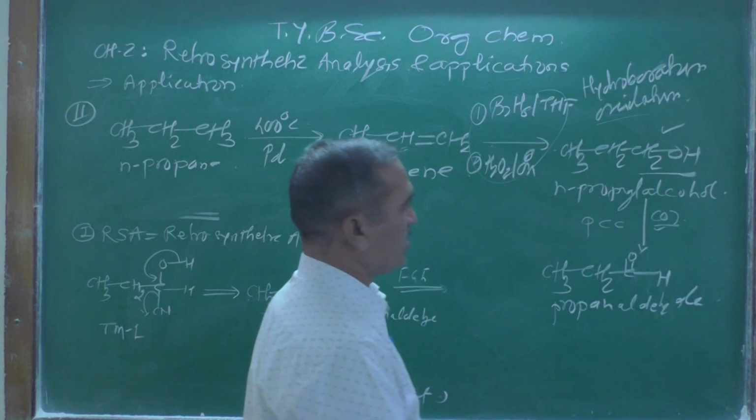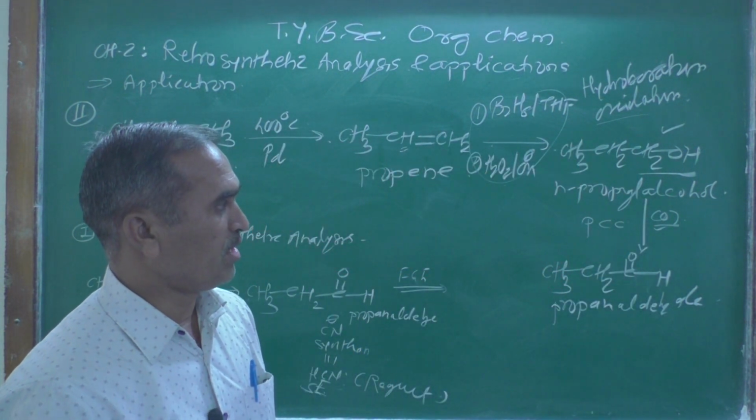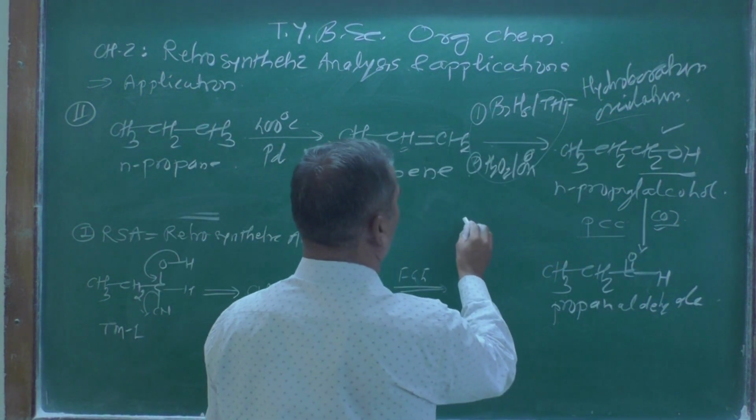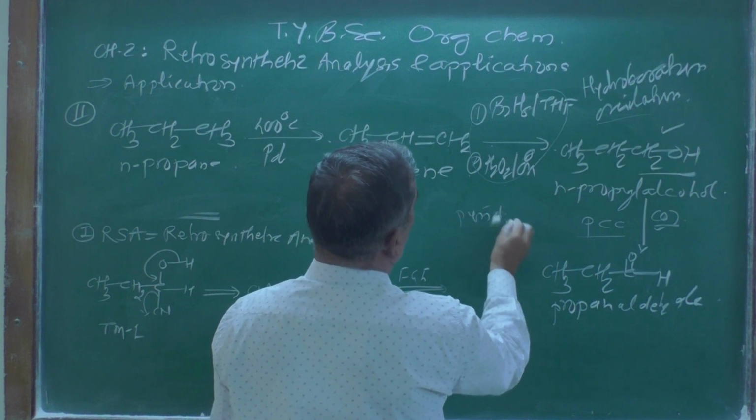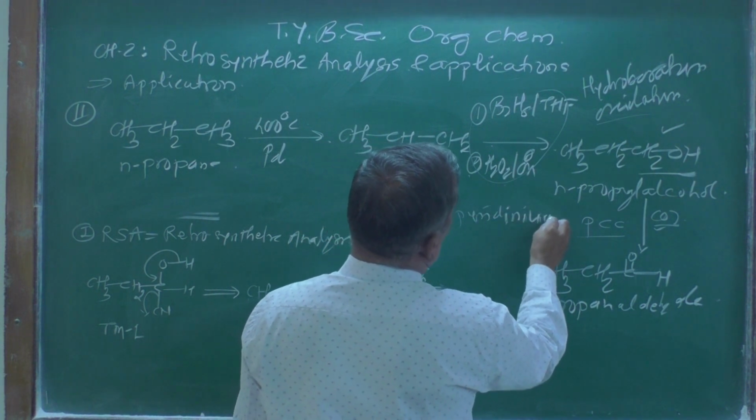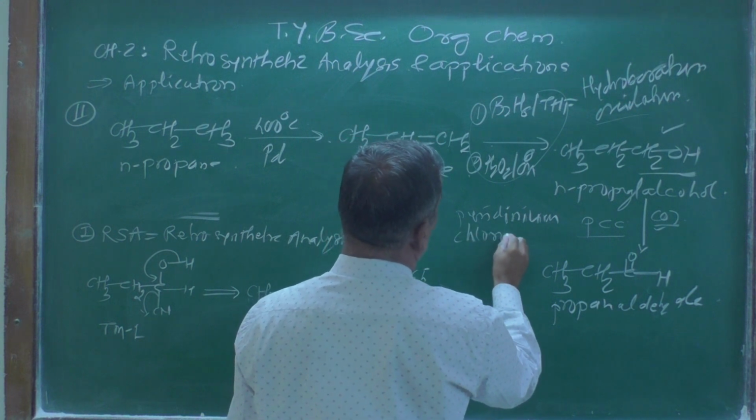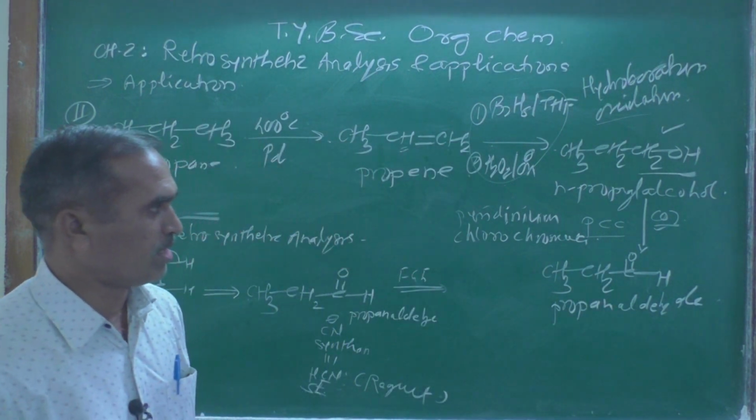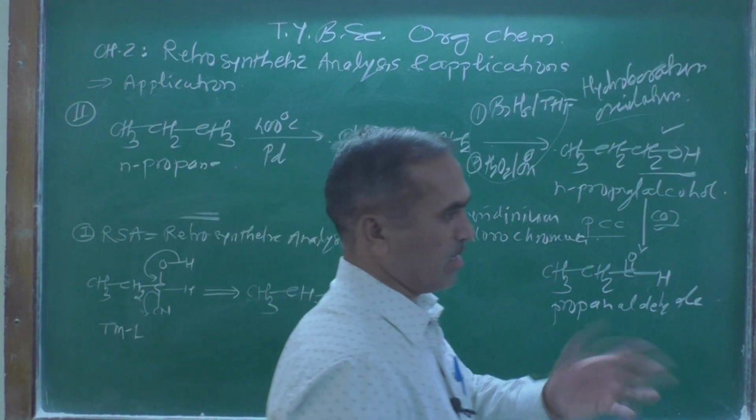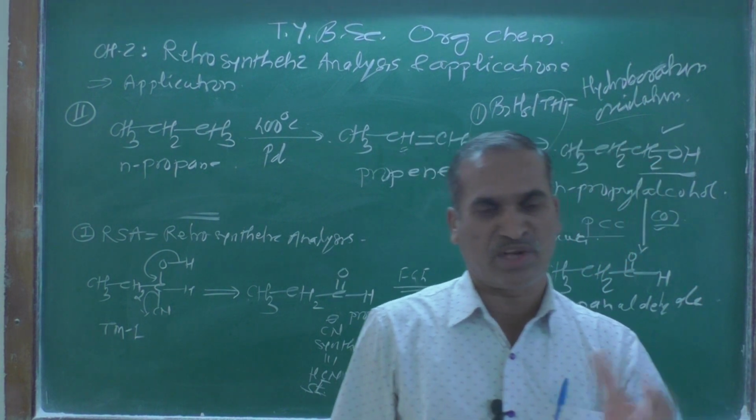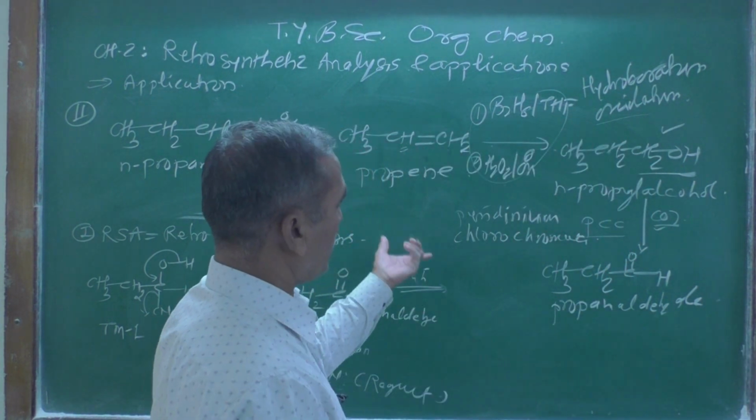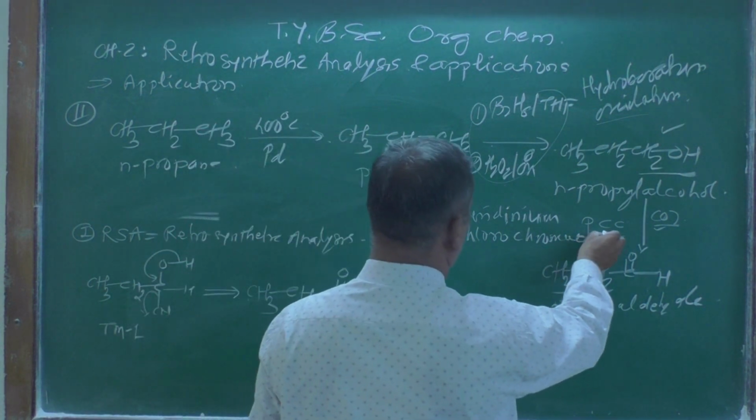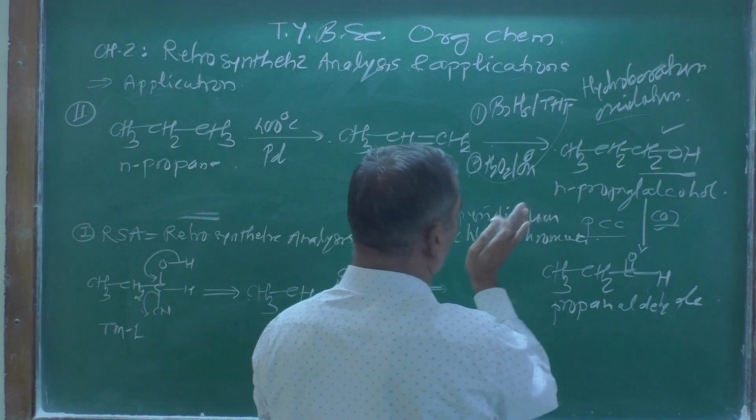So that's it. Now we got the propanaldehyde, but tell me, that is called PCC. Have you heard about PCC? Pyridinium chlorochromate. How do you prepare that pyridinium chlorochromate in the laboratory? Very easily, in a test tube you can freshly prepare it. The full form of PCC is pyridinium chlorochromate, right?